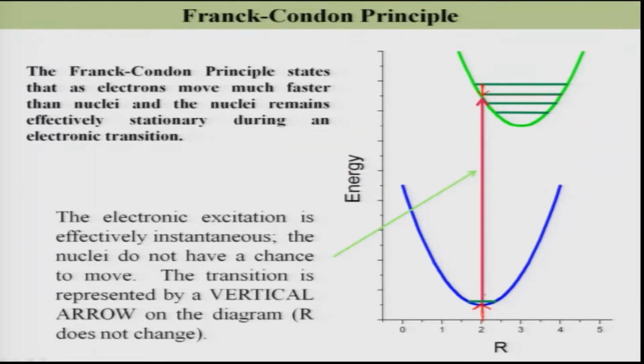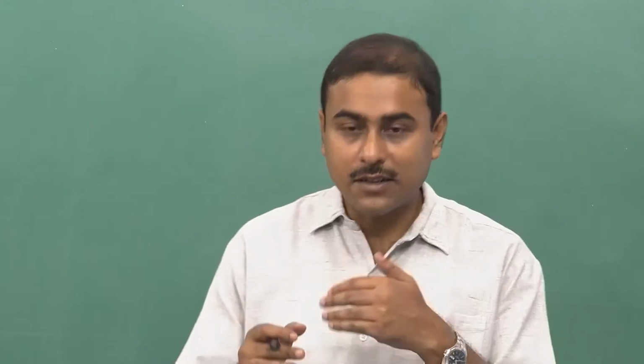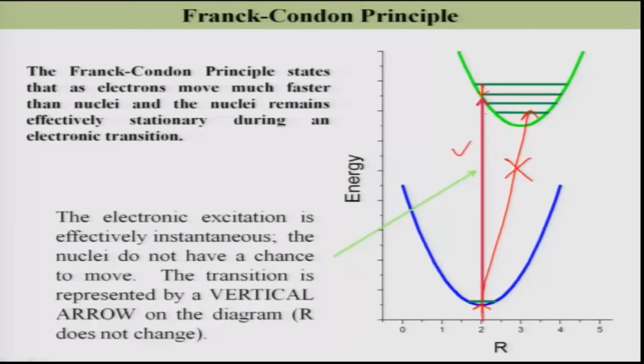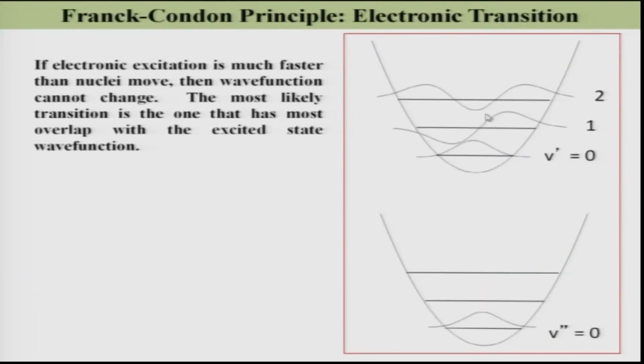So, I cannot draw this line this way. That would mean the R value is changing during the transition, but the Franck-Condon principle says that electronic transitions are ultrafast in nature. It is so fast that during the transition the nuclei remain as they are. So, this is wrong. This transition is represented by a vertical arrow, not a slanted one. This is not very difficult to understand.